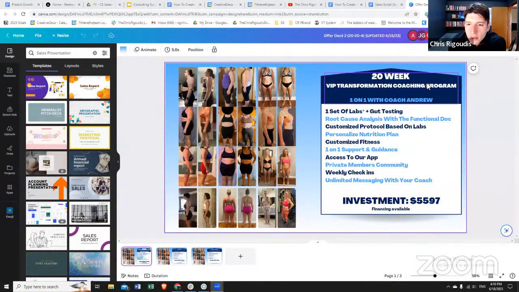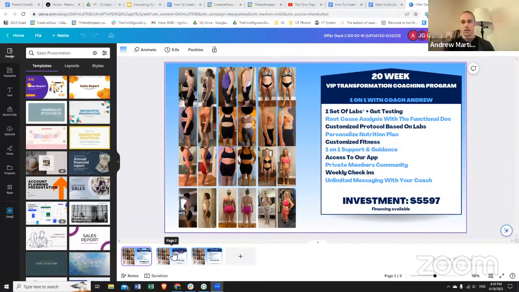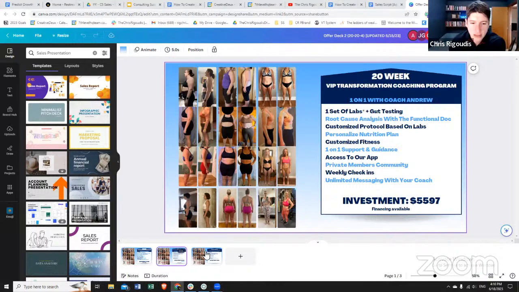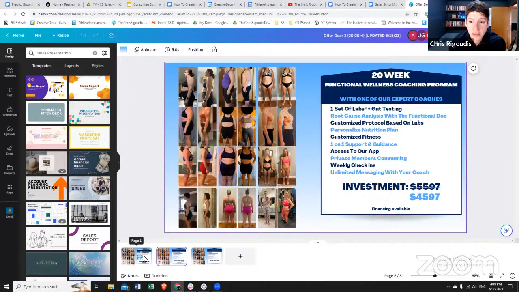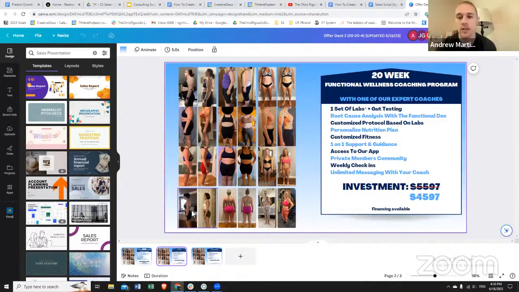Sweet. So, 20-week VIP transformation coaching program. One set of labs and gut testing. The root cause analysis with functional. So these are all the different deliverables. Okay. And you drop the price. Yeah, that's for working with my coach. The first one's to work with me, the second one's to work with my coach.